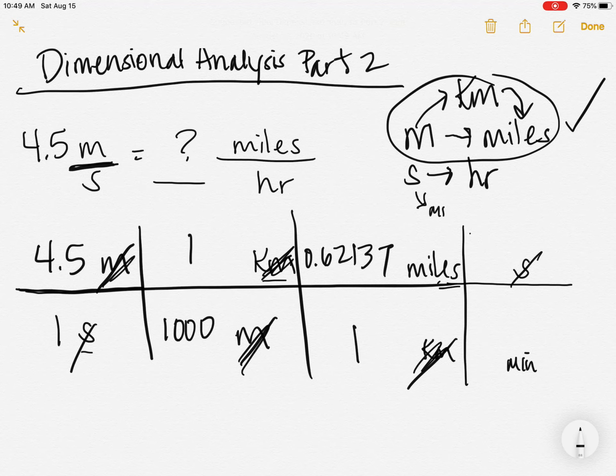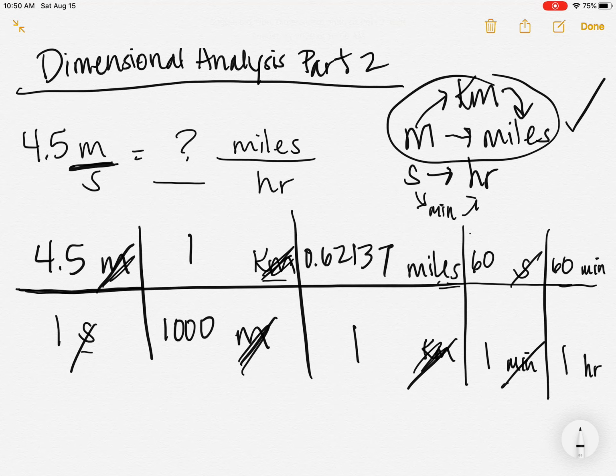So again, we're going to use another kind of middle man, so to speak, and go from seconds to minutes. So in 1 minute, there are 60 seconds. And then, I almost ran out of room. My last one, I want to convert minutes into hours. And we know that in 1 hour, there are 60 minutes.